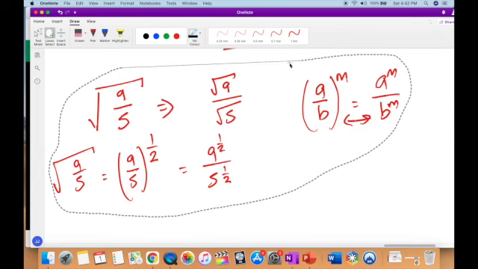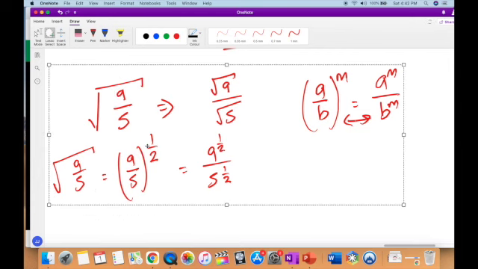Alright, so that is something from the laws of indices there. Just remember that whenever you have a square root, that is actually to the power of a half. Whenever you have a cube root, that is to the power of a third. Whenever you have a fifth root, that is to the power of a fifth. You understand?